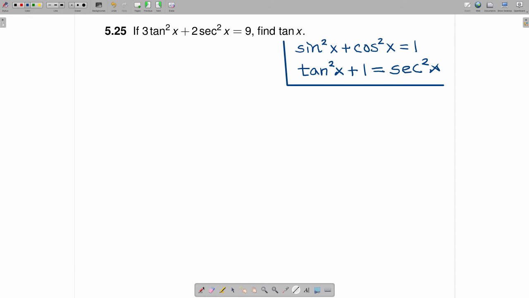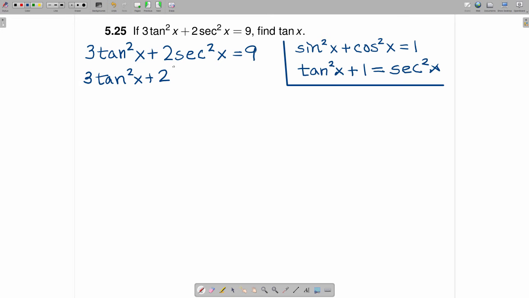So let's write, first of all, what we're working with here, which is 3 times tan squared of x plus 2 times the secant squared of x is equal to 9. And now let's replace the secant squared with the tangent squared plus 1. So this will be 3 times tan squared of x plus 2 times tan squared x plus 1 is equal to 9.